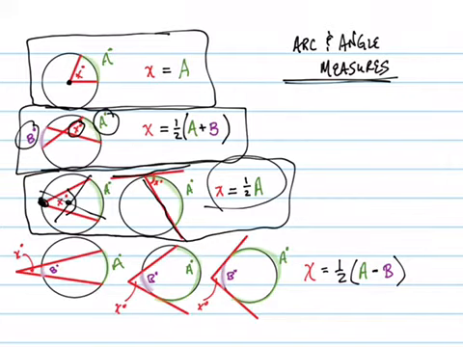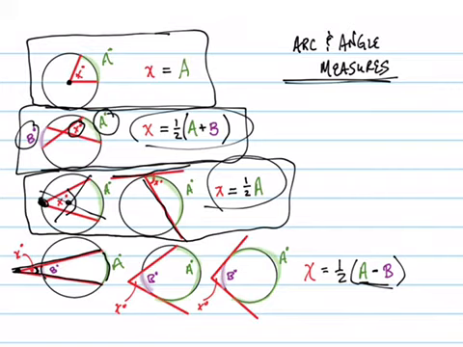And then in the bottom here you have the examples where you have the exterior intersection and the angle. The angle will be equal to, instead of adding what's inside, you're subtracting the intercepted arcs, so A minus B. And that works, it doesn't matter if it's secant or tangent.